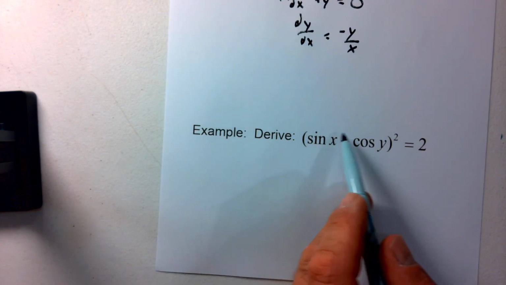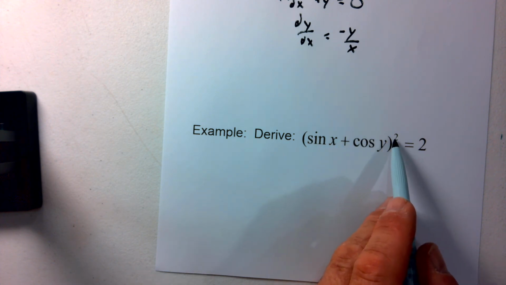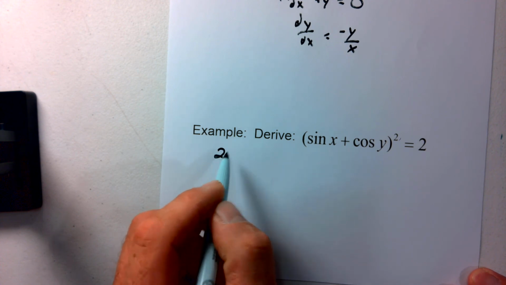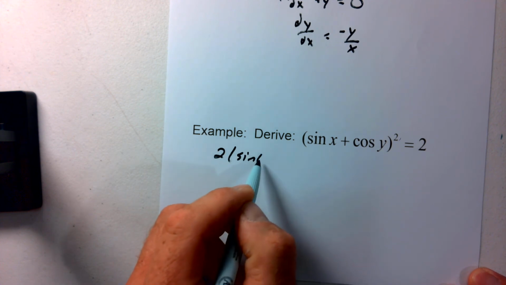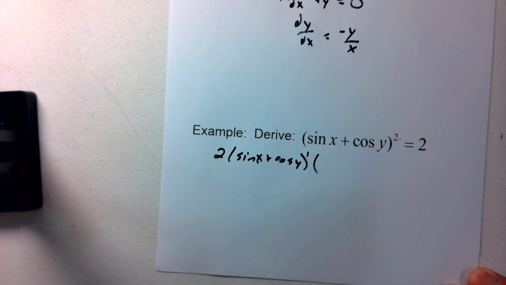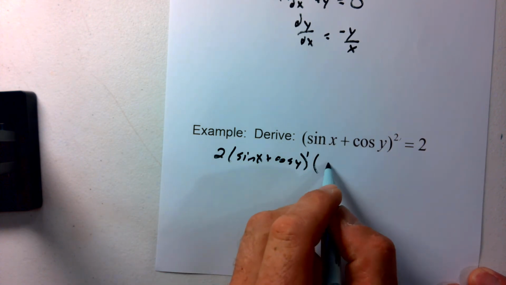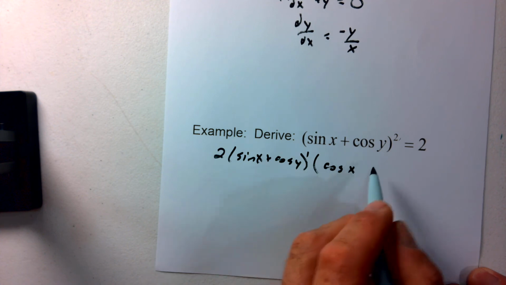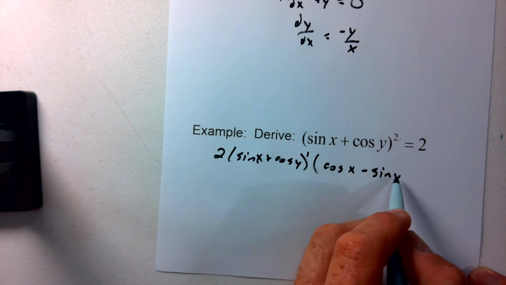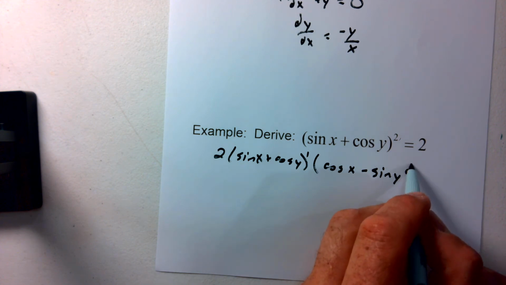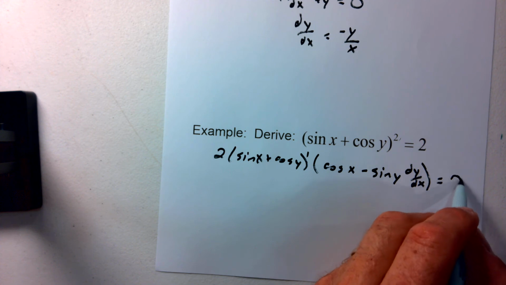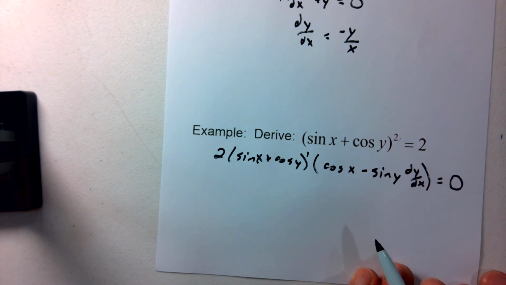Another one, here we have a chain rule where we have the quantity to an exponent. So we're going to have 2 times sine of x plus cosine of y to the first. Derivative of the sine of x is cosine of x. Derivative of cosine of y is negative sine of y times the derivative of y, dy/dx. That equals the derivative of 2, which is 0.